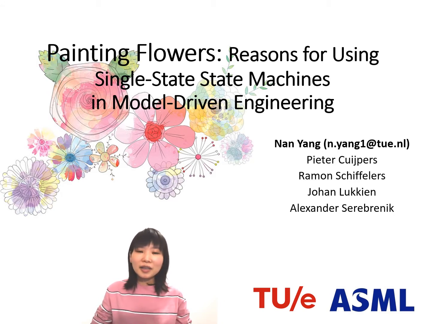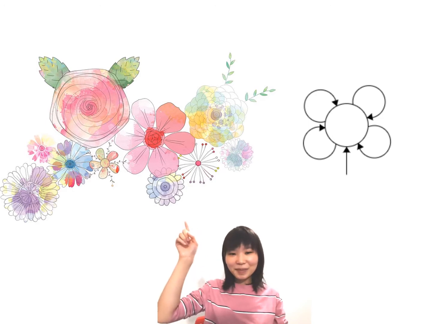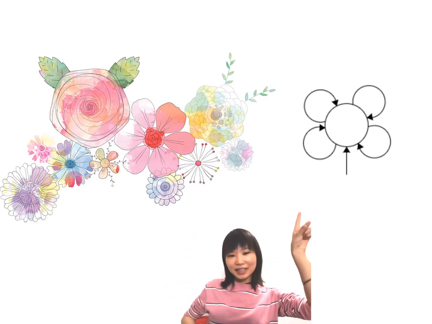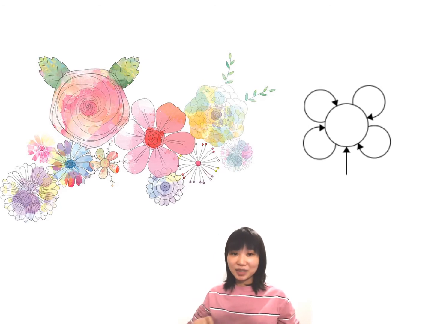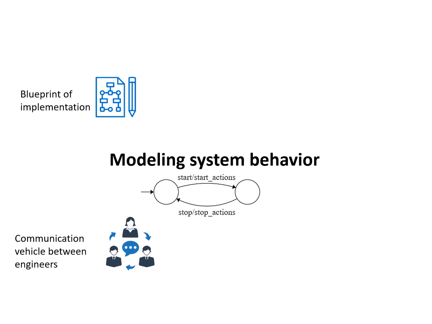Today, we are going to talk about reasons for using flowers in model-driven engineering practice. The flowers that we are going to talk about today are not a nice painting over here, but flower models, which are a type of state machine model. State machine models are often used by developers to develop the behavior of the software system, modeling how software changes from one state to another given a certain trigger.